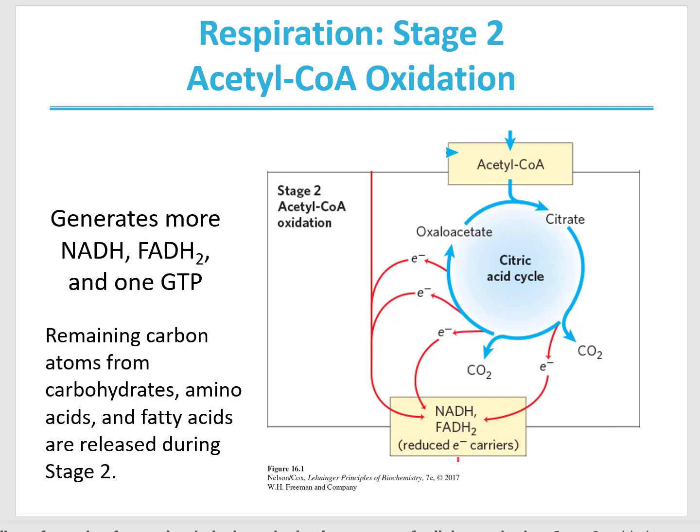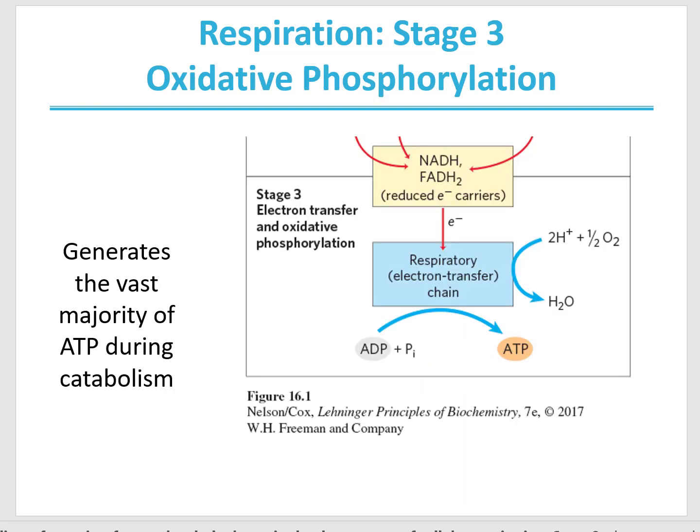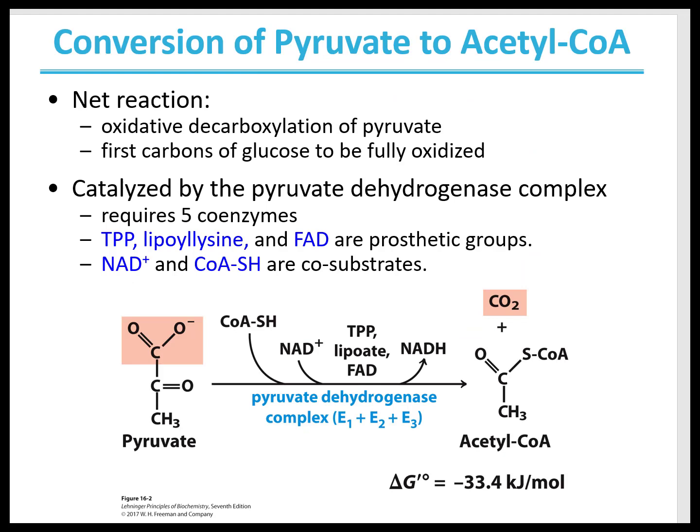These electrons are eventually passed from NADH and FADH2 through an electron transport system that is located in the inner mitochondrial membrane, and finally to the terminal acceptor, which is oxygen. So that would be stage 3, which is electron transfer and oxidative phosphorylation. And it is this step that generates the vast majority of the ATP during the catabolism of glucose, fatty acids, and amino acids.